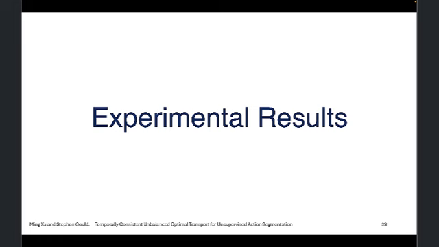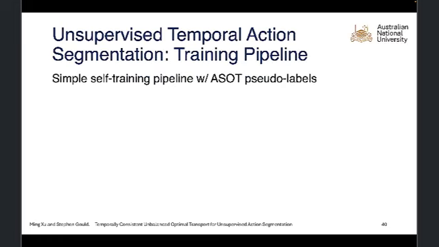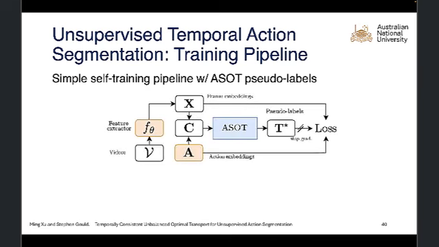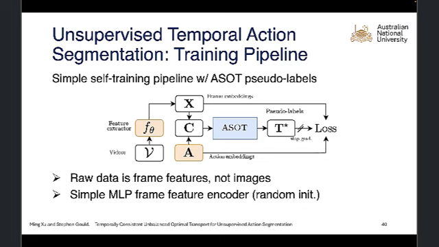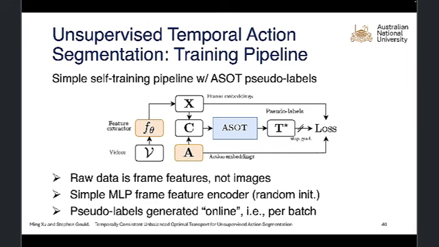So, some experimental results. So here's our unsupervised learning pipeline. So it's the same pipeline as before. We generate pseudo-labels using our learned representations, which are used to refine the learned representations. And notably, we have a simple MLP to encode the frame features. So we don't operate on raw images. We use pre-extracted frame features as standard for this task, and the MLP is initialized randomly, not warm started, and we generate the pseudo-labels per batch online.